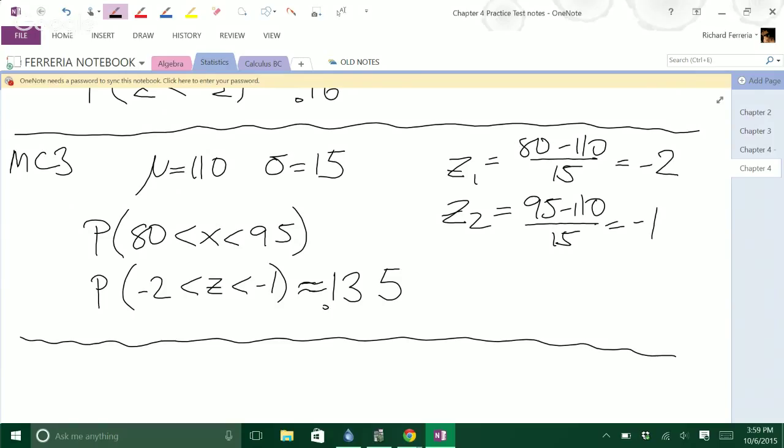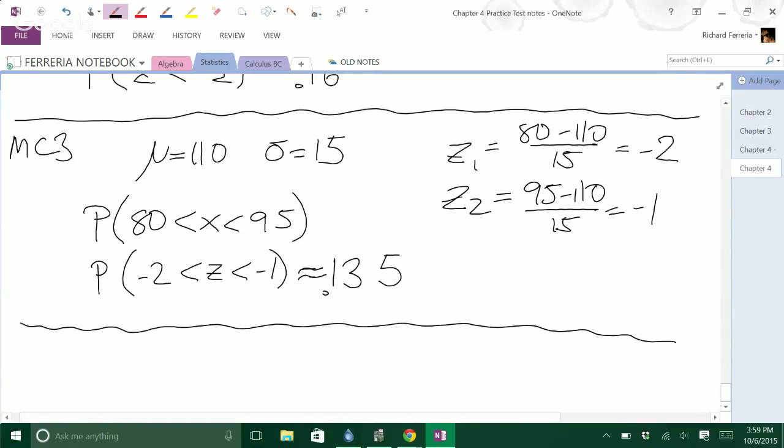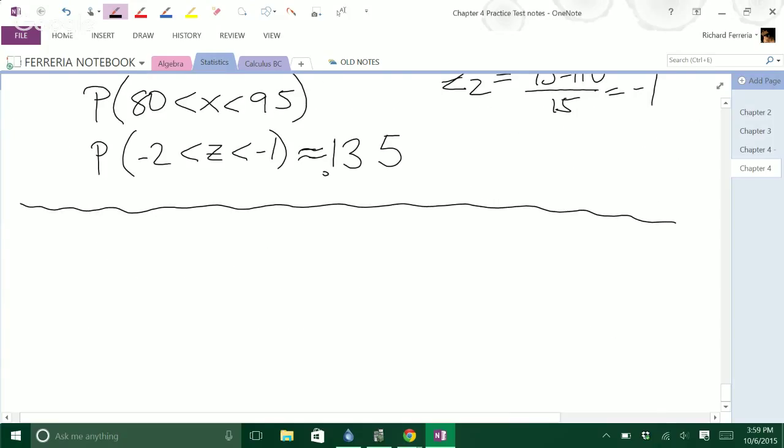This is bothering me, so I got to put in my password here. Or not, never mind. I'm not going to put in my password.